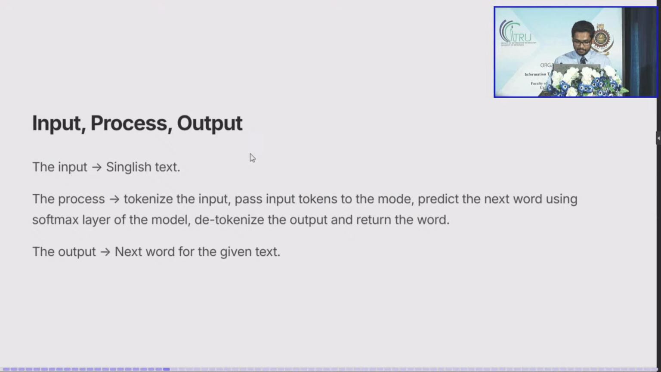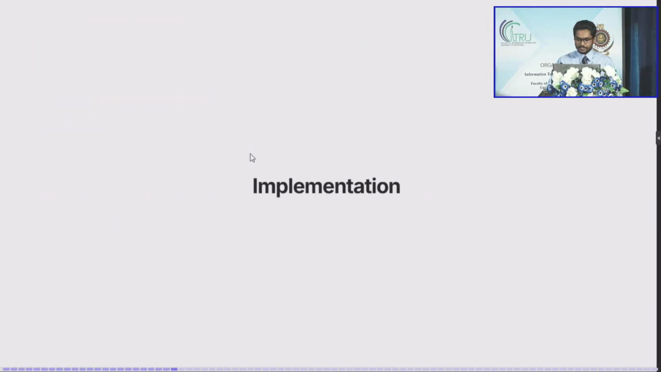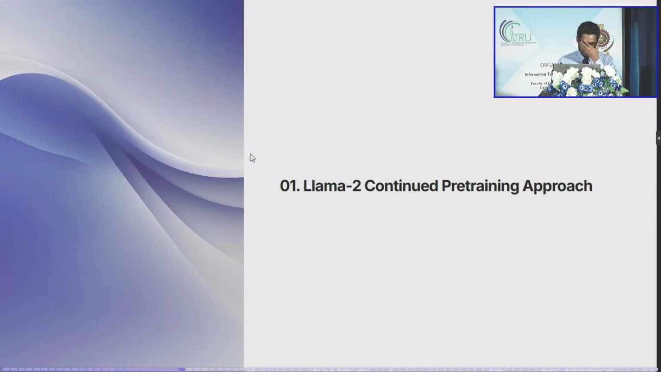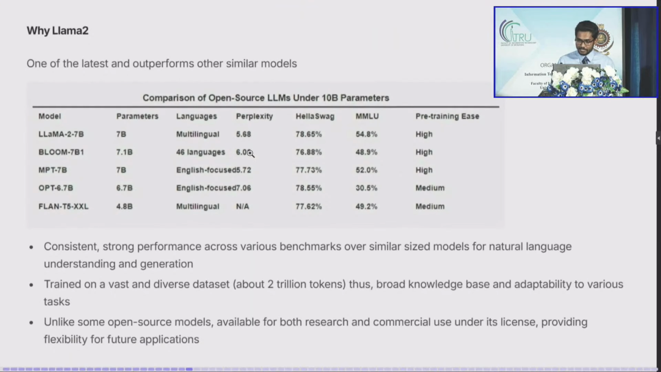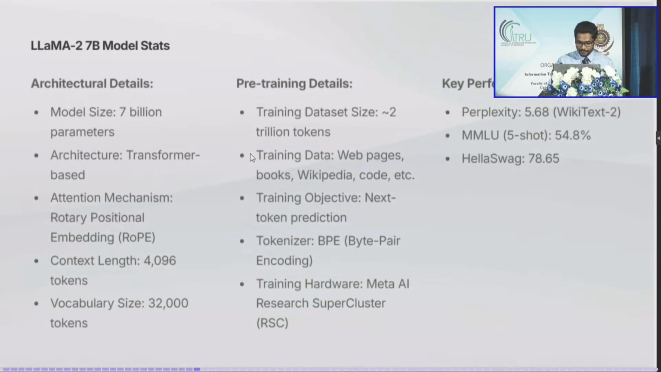The first one was we tried with GPT-2, and then there were some problems that we faced with GPT-2. The model was 124 million parameters, and it was not enough to capture the language patterns of Singlish. We got gibberish most of the time. But then we went to Llama 2, which is a 7 billion parameter model. It already had nice English understanding, and then we did the fine tuning.